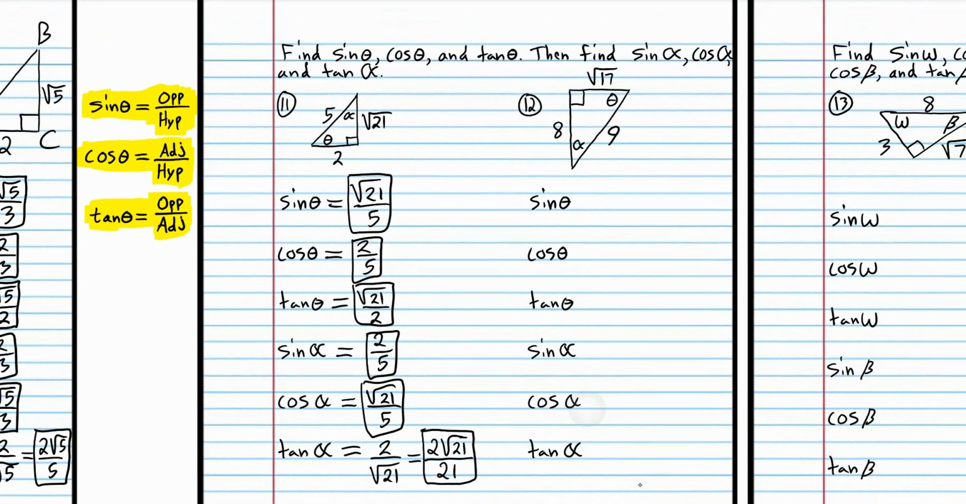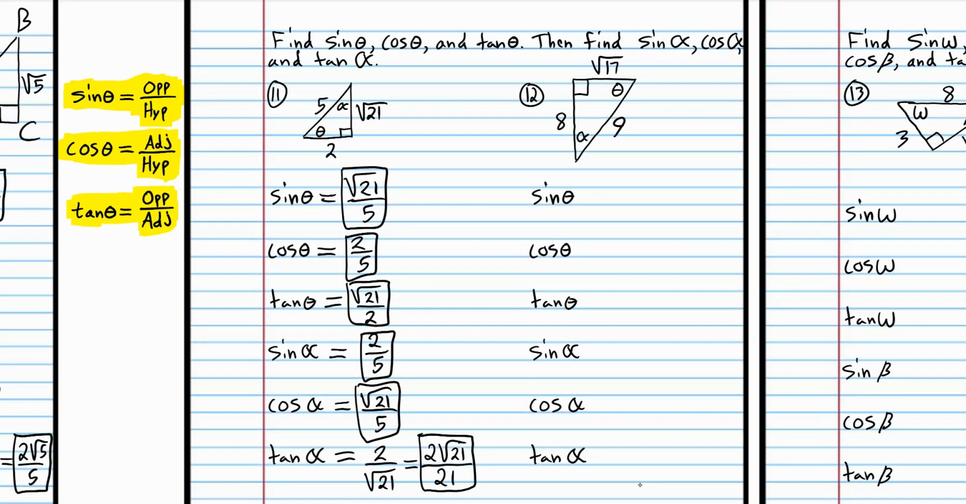So for this next triangle, starting with theta, sine is opposite over hypotenuse. The opposite side of theta is 8, and the hypotenuse is 9, so 8 over 9. Cosine is adjacent over hypotenuse, so adjacent to theta is root 17 over the hypotenuse, which is 9. Tangent theta is 8 over root 17, and we have a problem. We have a root in the denominator, multiply by root 17 over 17.